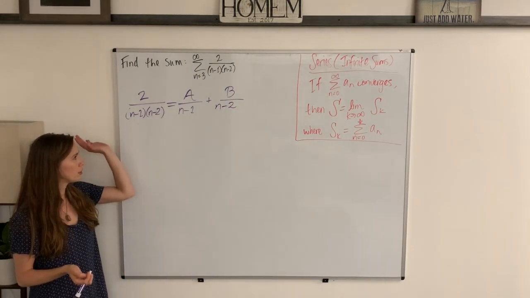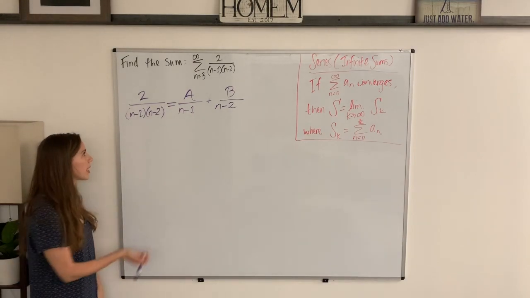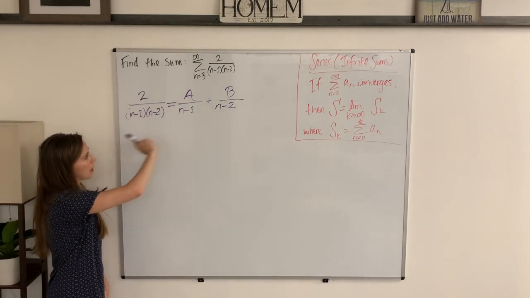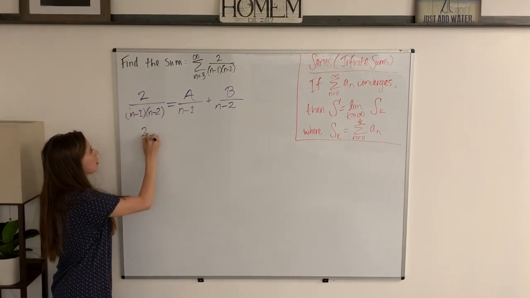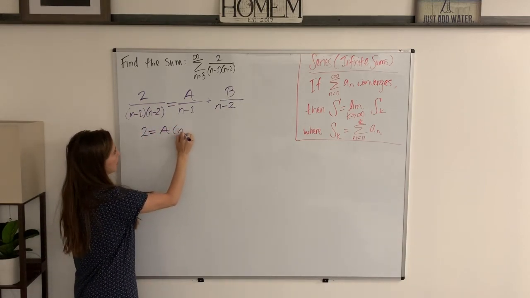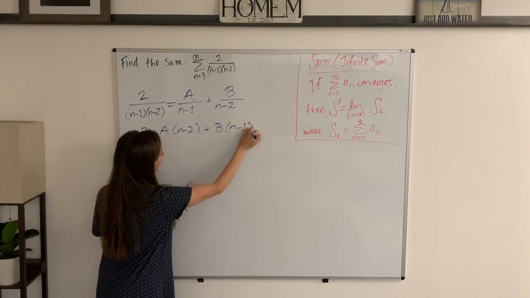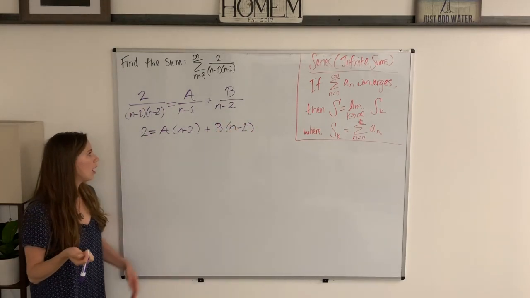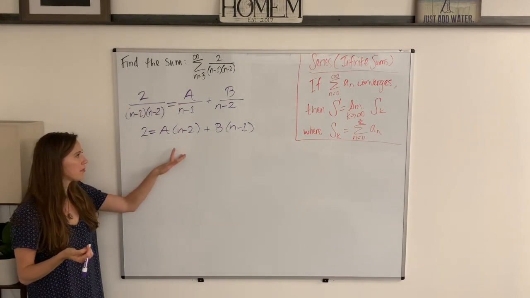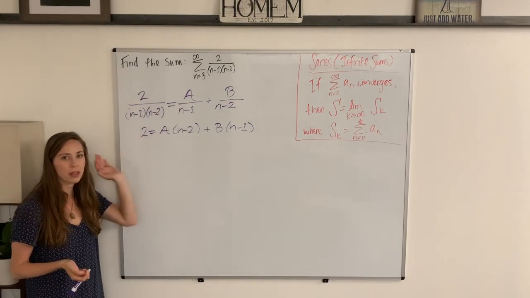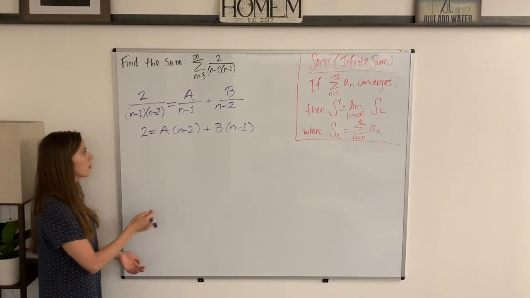And so now we're going to solve for a and b by multiplying by the common denominator. We get 2 equals a times n minus 2 plus b times n minus 1. And so we want to pick convenient values of n so that we eliminate one of the variables and we can solve for the other one.